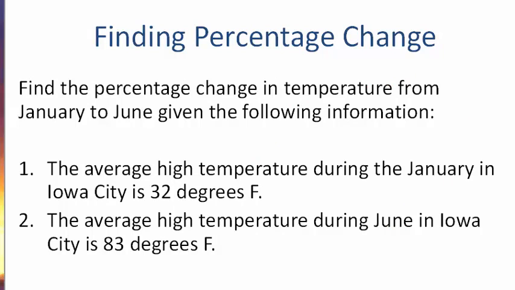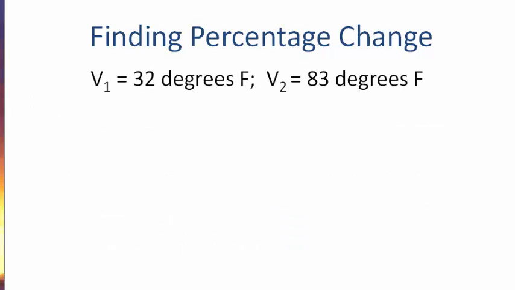Let's find the percentage change in temperature from January to June given the following information. The average high temperature during January in Iowa City is 32 degrees Fahrenheit. The average high temperature during June in Iowa City is 83 degrees Fahrenheit. So what do we need to do? We need to take step 1, find the change in V, which is V2, 83, minus V1, which is 32. 83 minus 32 is 51 degrees, so that's the change.